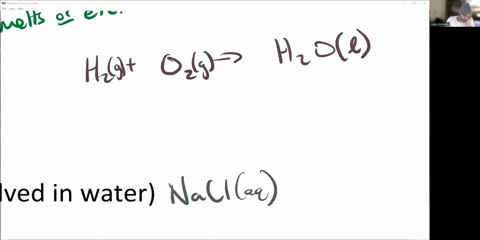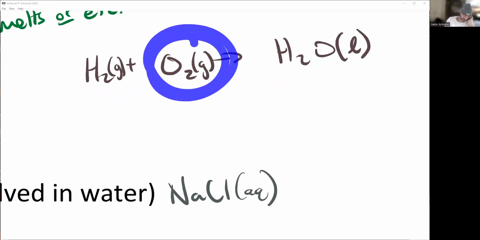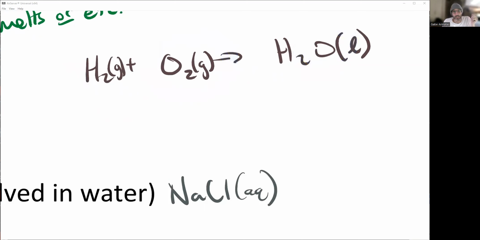There is a problem here, though. I have two hydrogens on this side. On this side, I have two hydrogens. Fantastic. On this side, I have two oxygens. On the other side, I only have one oxygen. So this is not balanced. And we're going to have to be able to balance this, and that's what we're going to do next.